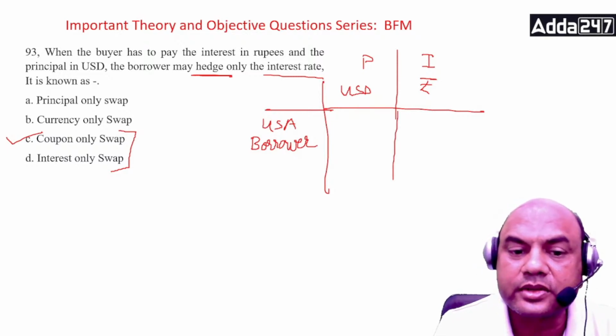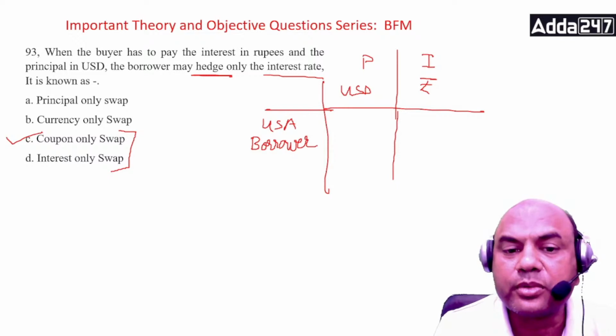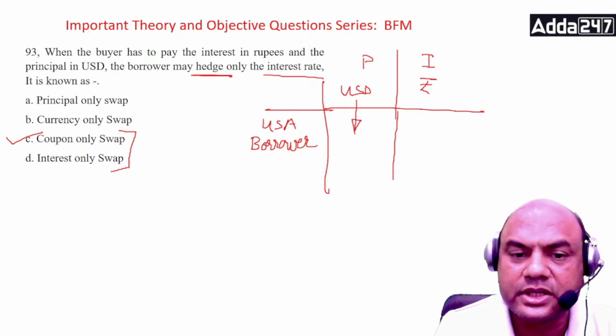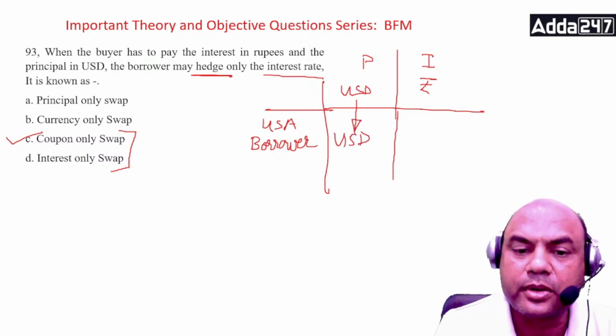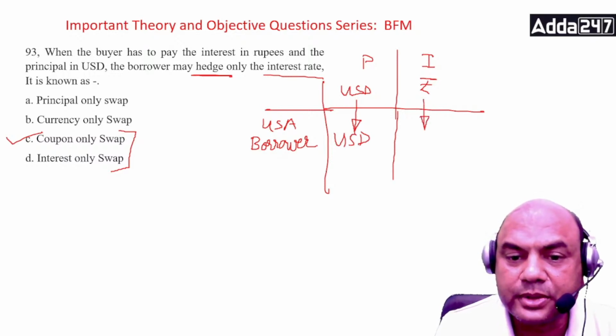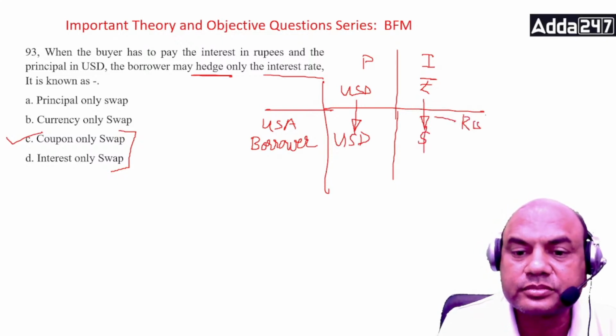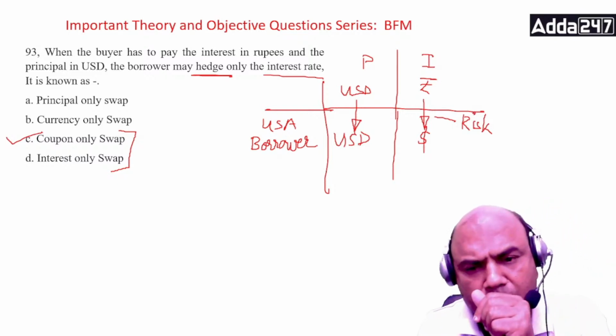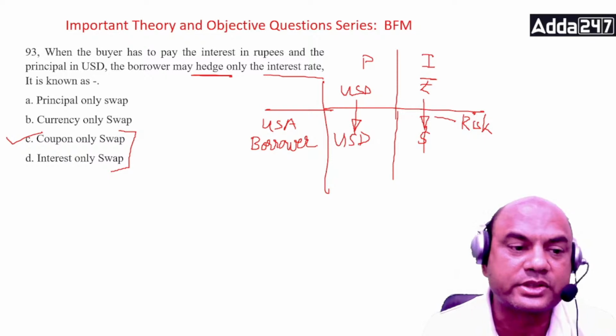The borrower is of USA. So this borrower is getting principal in USD, so the borrower has no problem. Same USD, no currency problem. But rupee is a problem, because this borrower will have to convert the rupees into dollars. So here it's a risk. And wherever there is a risk, hedging is done. So that's why it's called coupon only.